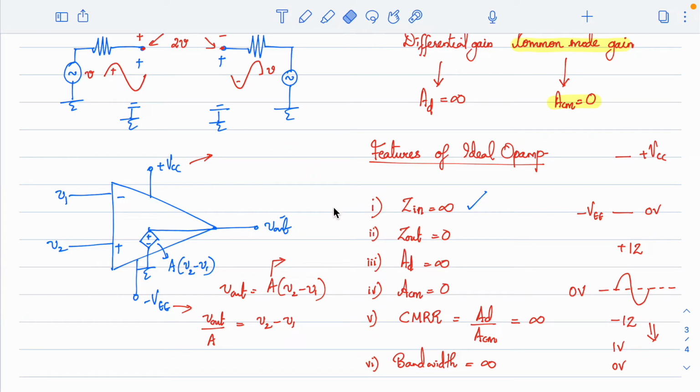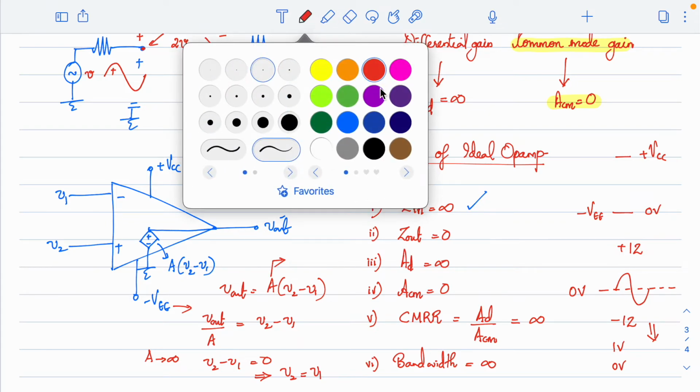Coming back to this, what we were discussing is that Vout by A can be written as V2 minus V1. Now, the moment you say A is infinity, what is the implication of that? When A is infinity, this term reduces to 0, or I can say that V2 minus V1 is equal to 0. That implies that V2 will be equal to V1. So this is one of the important properties of an op amp.